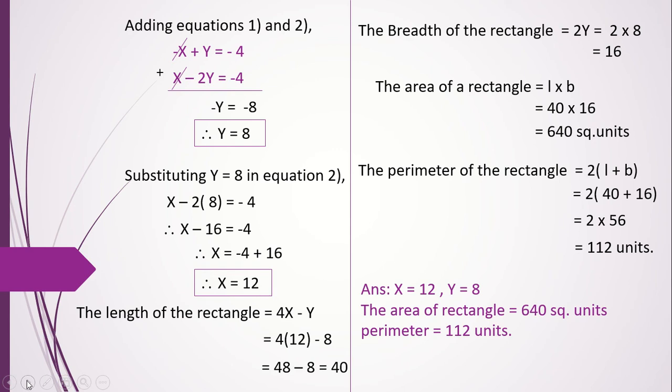We got the values of x and y to be 12 and 8. Area of rectangle, we got 640 square units. Since the units are not given in centimeters, we cannot write centimeters, no? But we should write units. So area of rectangle is 640 square units and perimeter is 112 units. Okay. So we shall move further to the next sum, third sum.